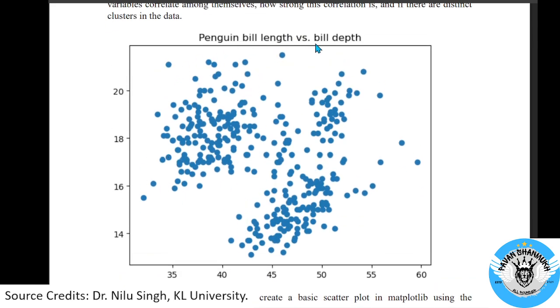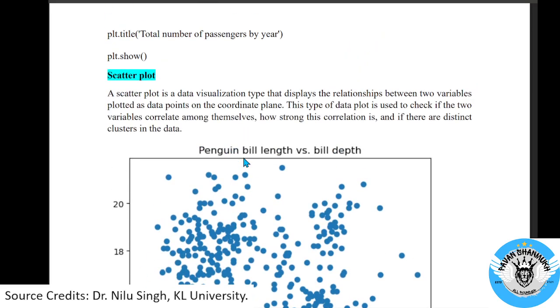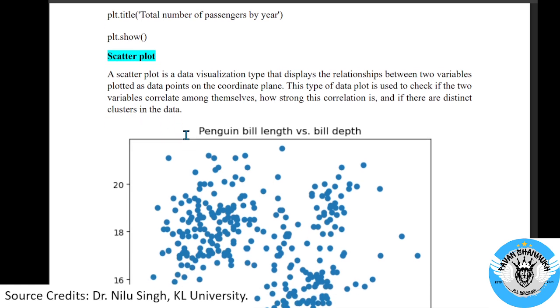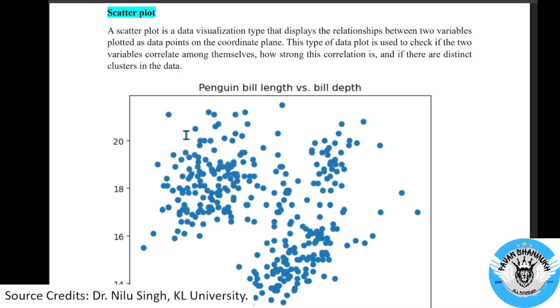Penguin bill length versus bill depth. These are the two different variables. This type of data plot is used to check if two variables correlate among themselves, how strong this correlation is, and if there are distinct clusters in the data or not. So that clustering can be done. Why find whether clusters are there in the data? Just to cluster the data points.